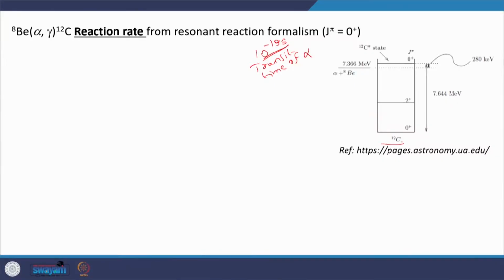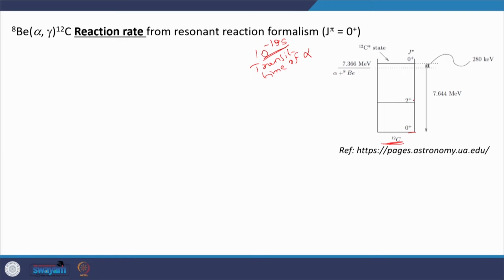See, this is the turning point in the formation of carbon 12, and this is the second step. What is the first step? Fusion of 2 alpha particles giving rise to beryllium-8, and beryllium-8 capturing the alpha particle giving rise to carbon 12. And for this carbon 12, you can see the level scheme here.